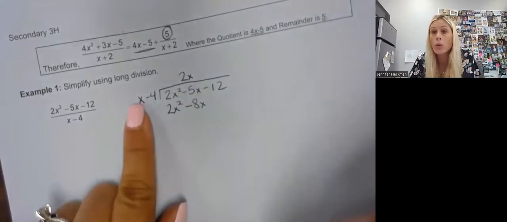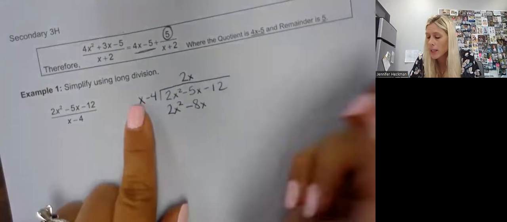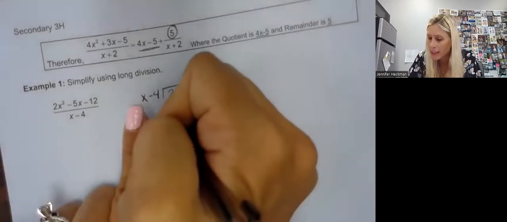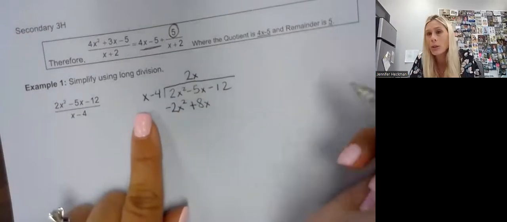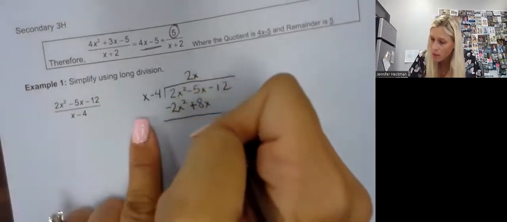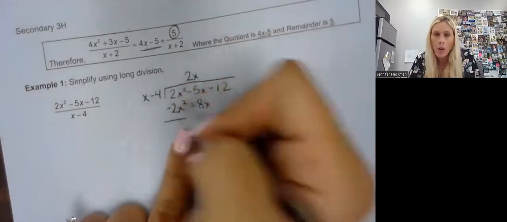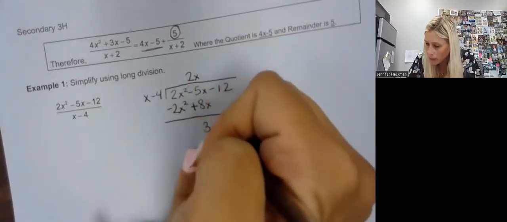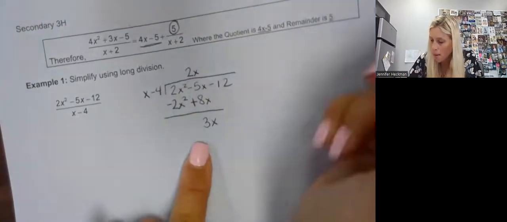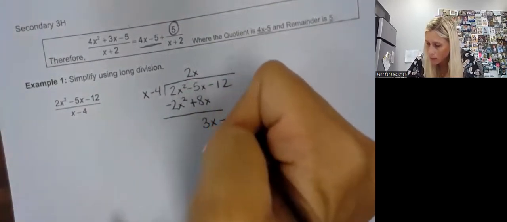I have to subtract the whole thing. So what I'm going to do is I'm just going to change the signs. This becomes a negative, this becomes a positive, and then I add straight down. These cancel. That was the whole point. Negative 5 plus 8 is 3x. And bring down the minus 12.